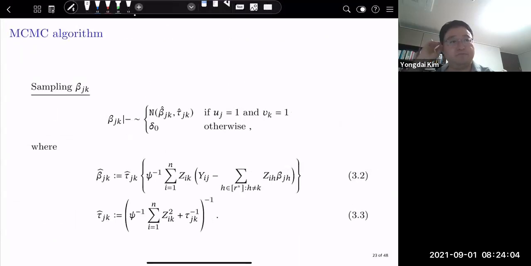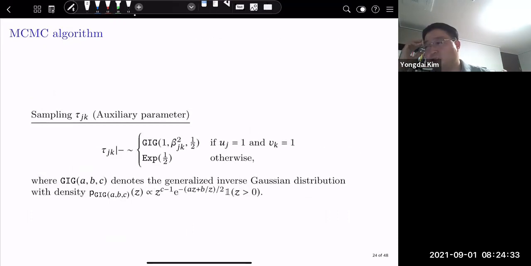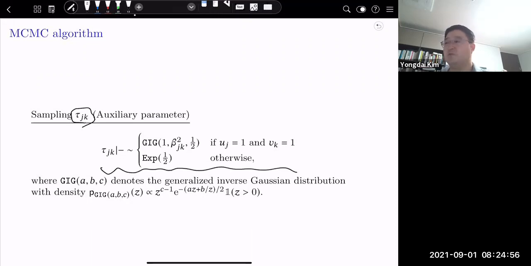And I'll briefly explain the MCMC algorithm, which is very simple. In the MCMC algorithm, we first sample the factor loading from the normal distribution or zero. And the parameters of the normal distribution are easy to calculate. And also we sample the auxiliary parameter tau_jk, which is used to decompose the Laplace distribution as a mixture of a normal distribution and an exponential distribution. This is an auxiliary parameter for that purpose. And the conditional posterior distribution has the following closed-form solution.